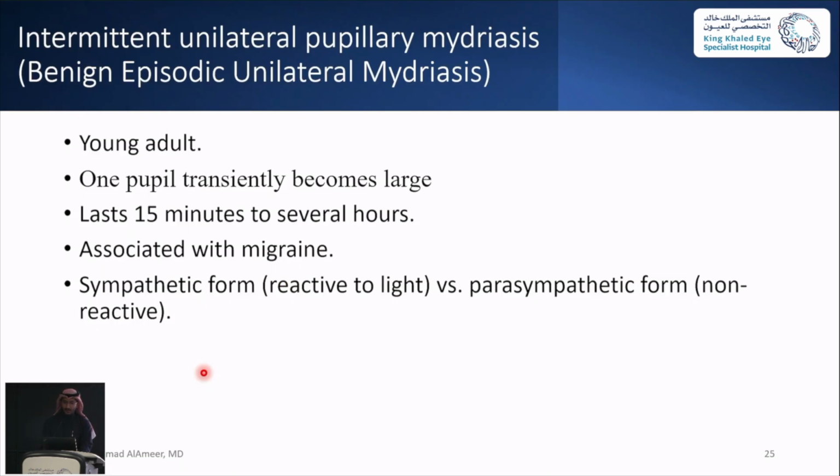This is a rare condition called intermittent unilateral pupillary mydriasis. It's typically present in young adults with history of migraine. One pupil transiently becomes large, and this lasts around 15 minutes. It can be of a sympathetic or a parasympathetic form. This is intermittent anisocoria.